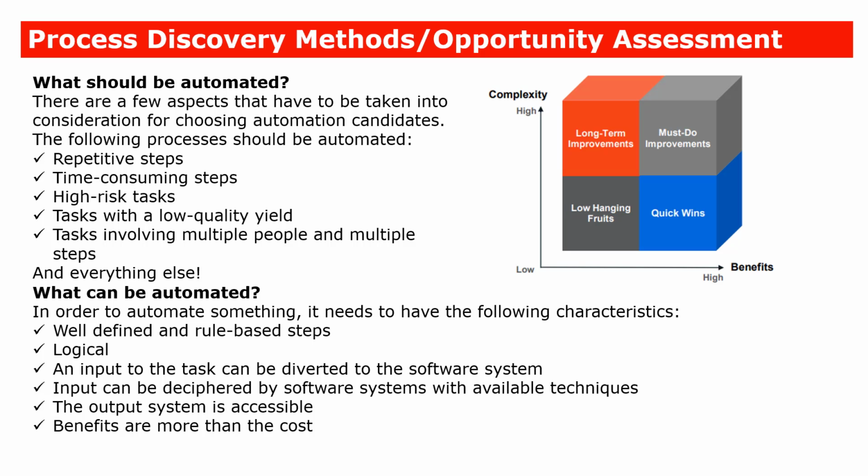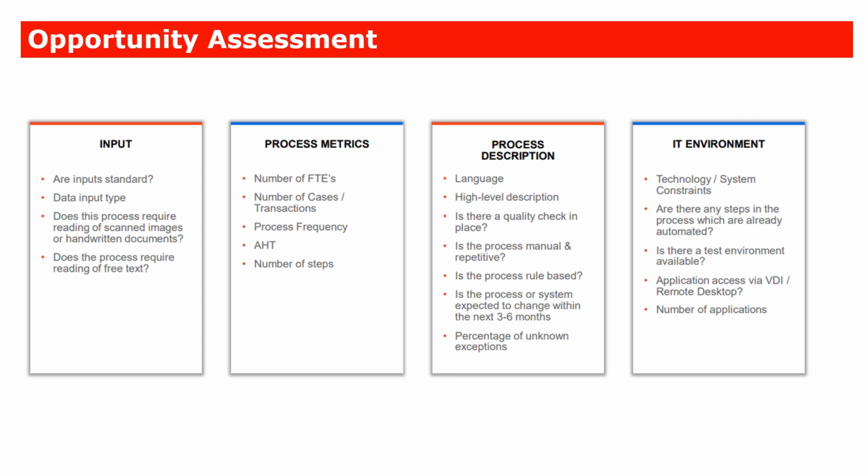What if the output system is not accessible? There are some trading and risk applications. Although you can automate the process, there is a regulatory requirement that the system cannot be used by robots, right? Also, whether the benefits are more than the cost and all those things. So you need to consider all these important points before you start deciding what can be automated and what should be automated.